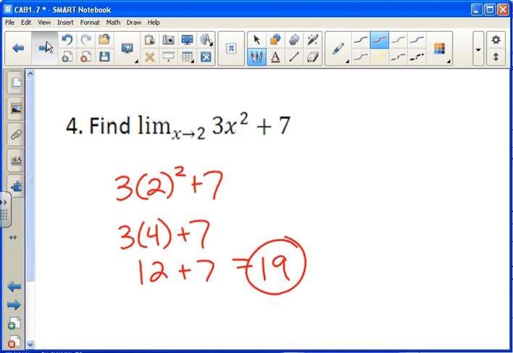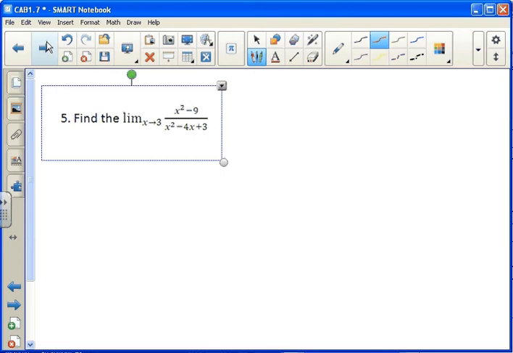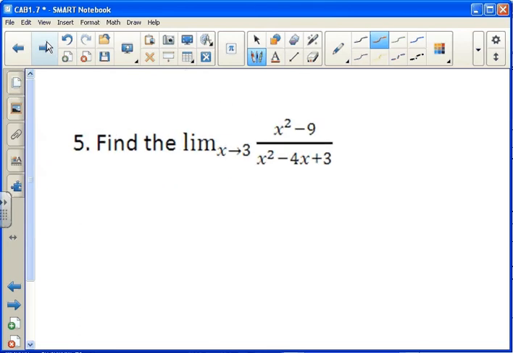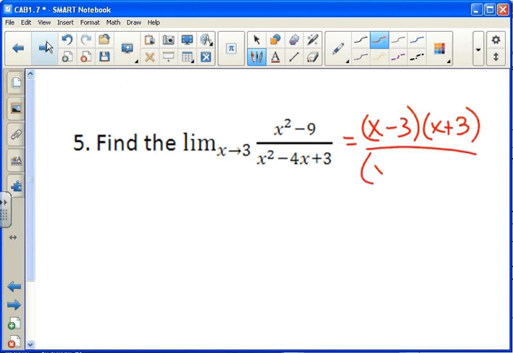Number 5. Find the limit as x approaches 3. Okay, so let's try plugging it in first. I'm going to go ahead and factor because I suspect we may have to anyway, and this will make it easier for me to plug in that 3. Okay, that factors, and now it's actually pretty easy to see. If I try to plug 3 in, I get 0 in the denominator, so that's a problem. So I can't just use direct substitution.